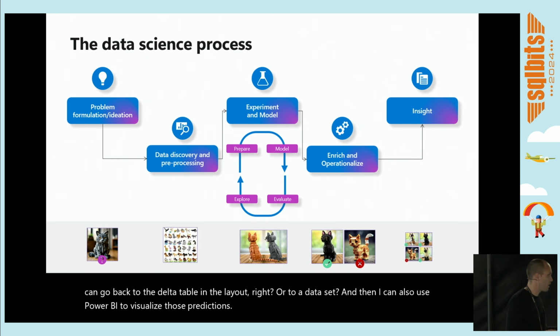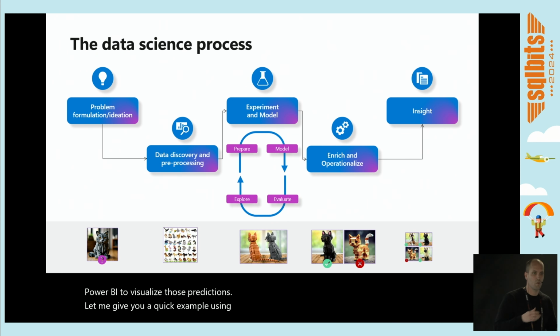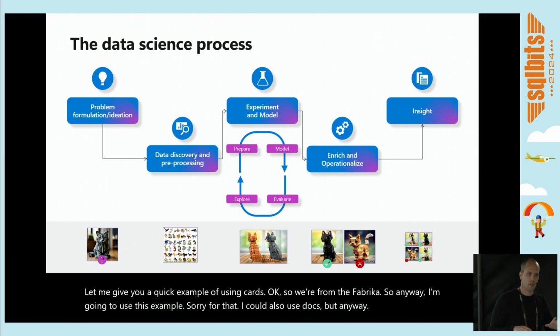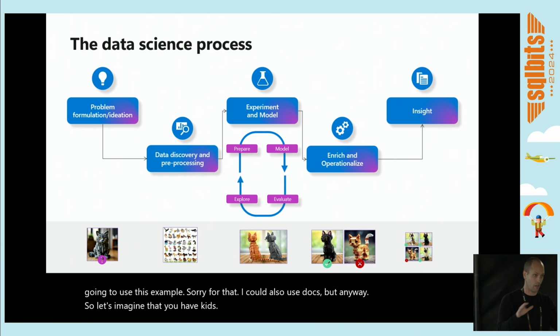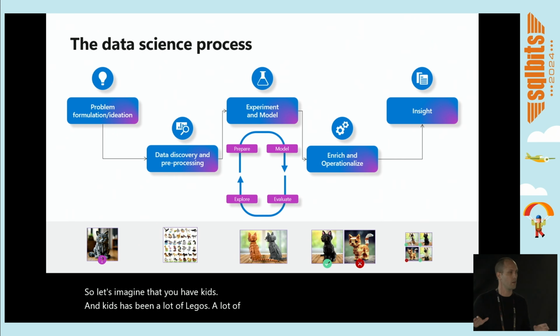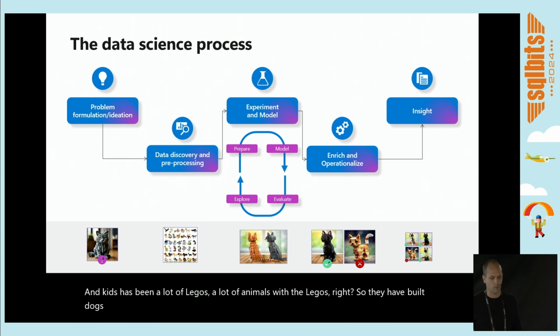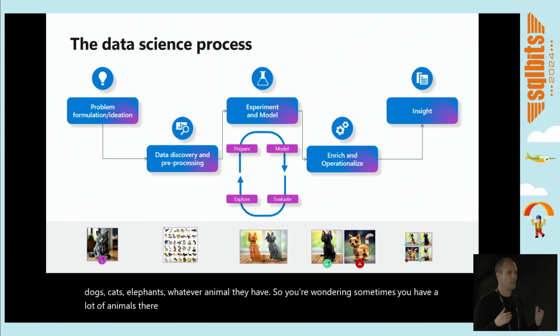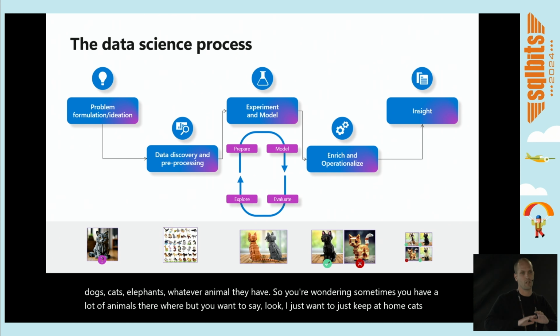Let me give you a quick example using cats. OK, so we're from the Fabric-ca. So anyway, I'm going to use this example. Sorry for that. I could also use dogs, but anyway. So let's imagine that you have kids, and the kids have built a lot of Legos, a lot of animals with the Legos. So they have built dogs, cats, elephants, whatever animal they have. So at some point you have at home a lot of animals there, but you want to say, look, we want to just keep cats at home. We just want to get rid of the rest.